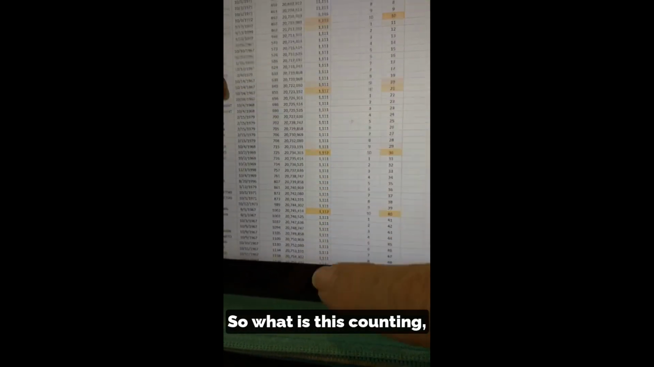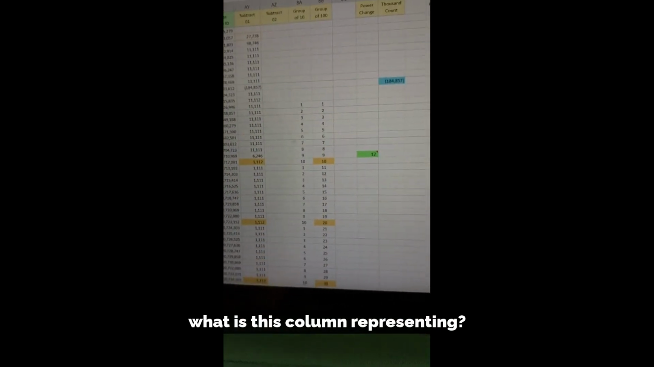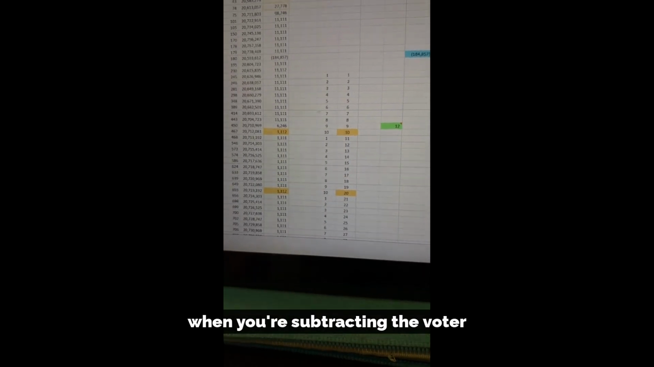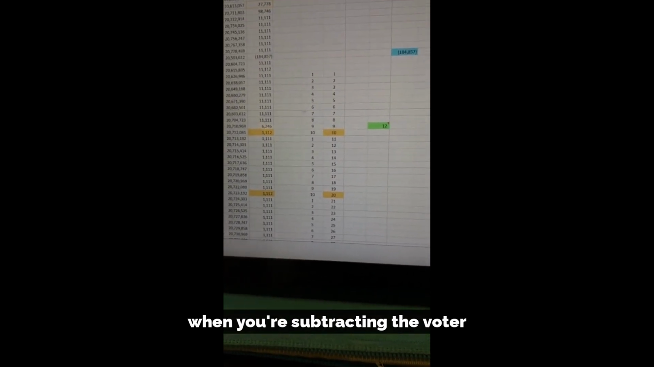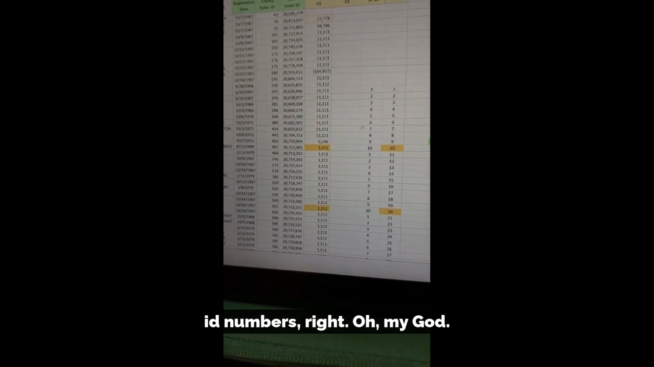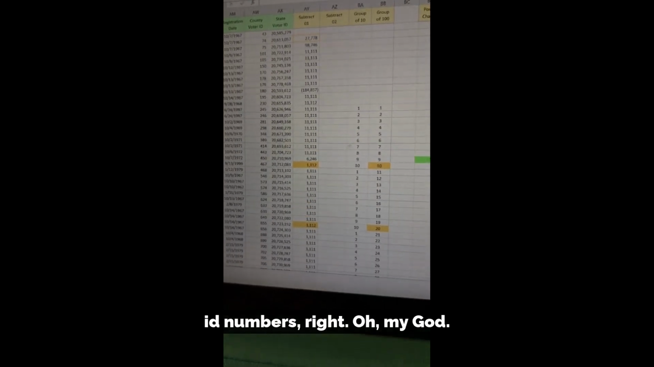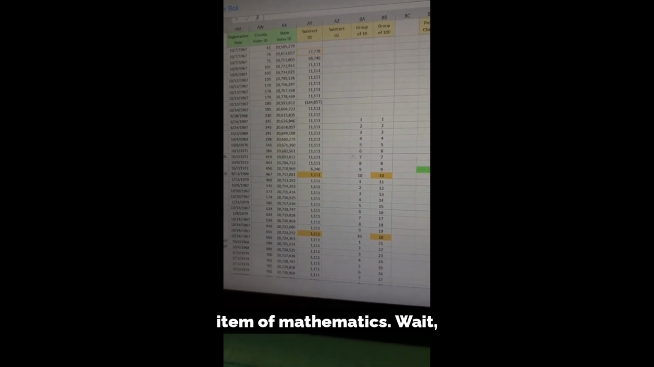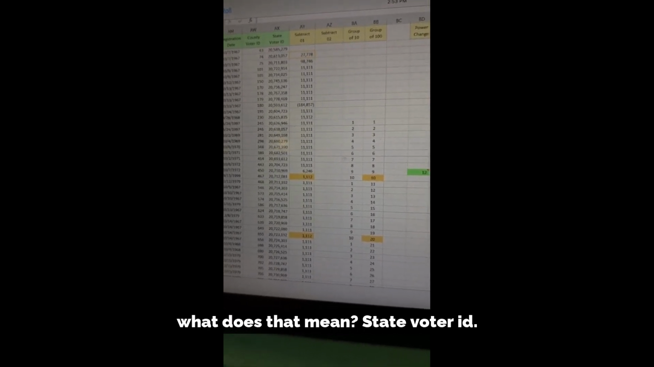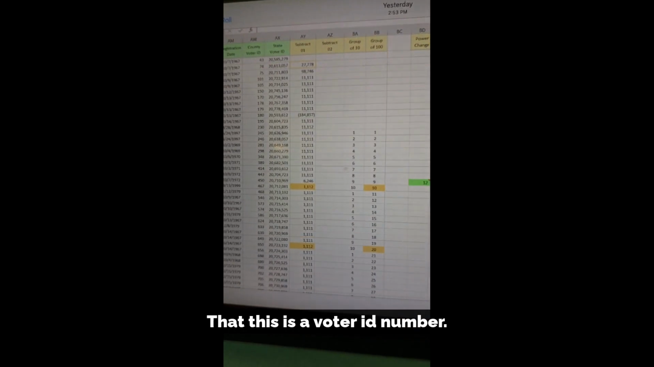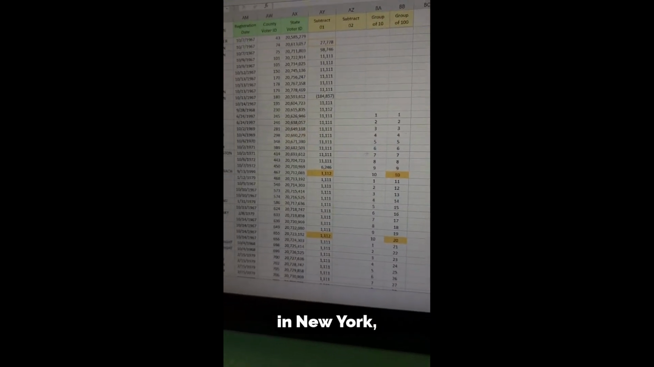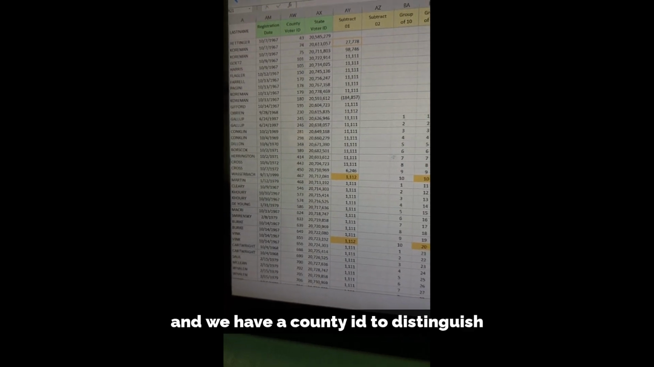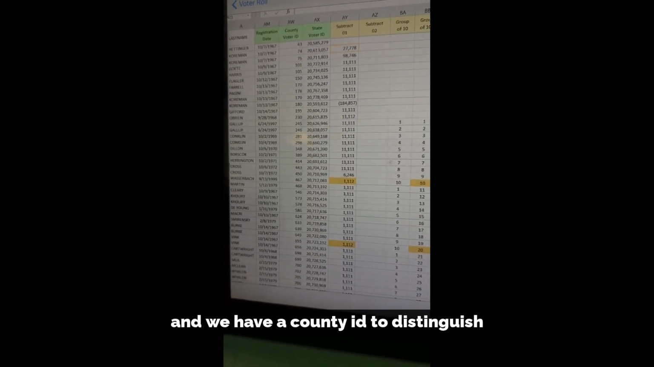So what is this counting? What is this column representing? This column is the first subtraction. But what are you subtracting? The voter ID numbers. Oh my God. The voter ID numbers become an item of mathematics. Wait, what does that mean, state voter ID? In New York, we have a state ID assigned by New York State, and we have a county ID to distinguish which county we're in.